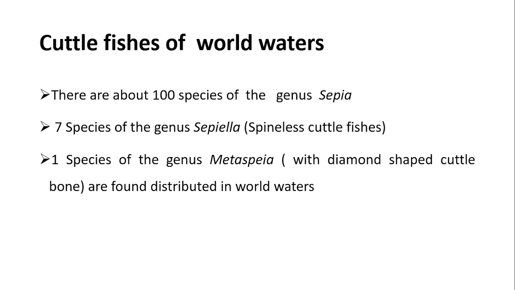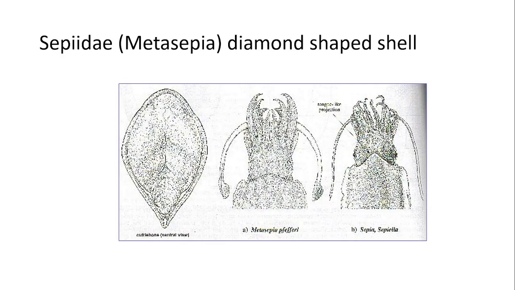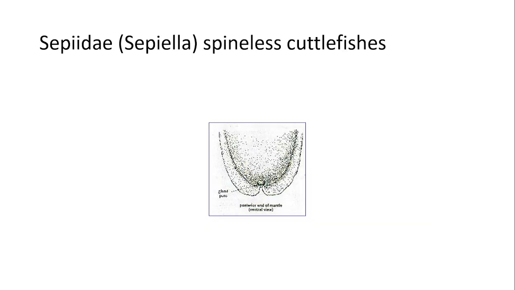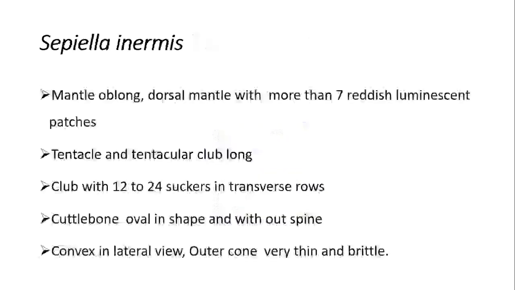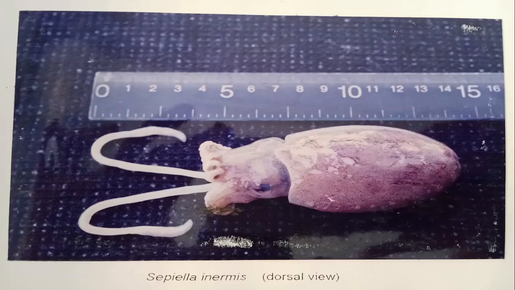Cuttlefish of the world include hundreds of species of the genus Sepia, 7 species of genus Sepiella, and spineless cuttlefish, which are also named as the one species of genus Metasepia with diamond-shaped cuttlebones, are found in the distribution of the water. These are the Sepiidae, which means Metasepia, the diamond-shaped cuttlefish images. These are the Sepiella, the spineless cuttlefish, in which the posterior portion shows neither any spine-like portions. First, we have to know the key characteristics of Sepiella inermis.